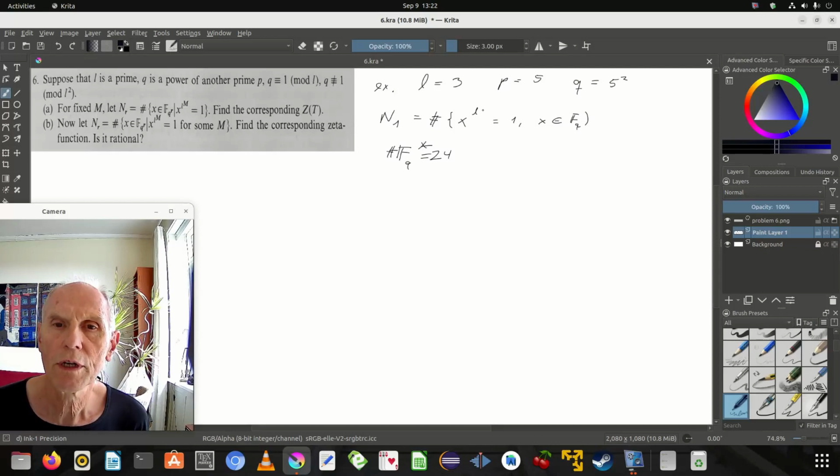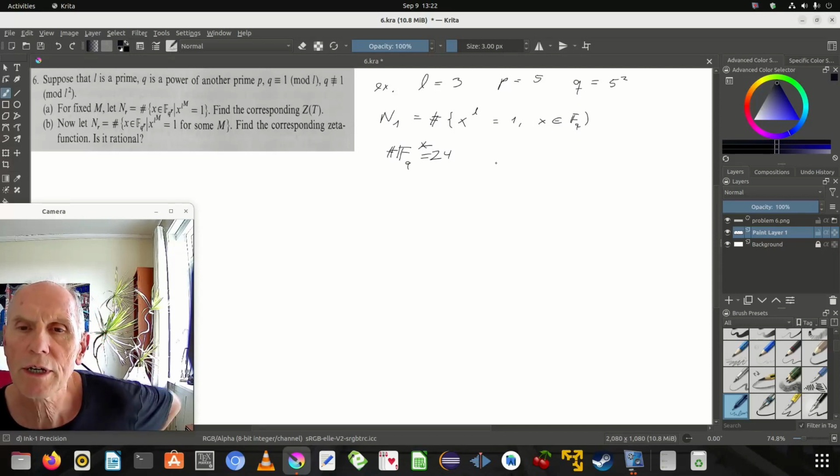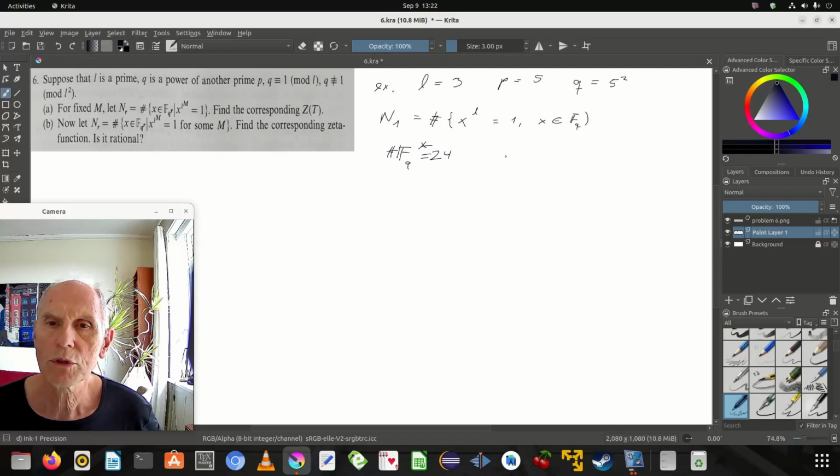And L was 3, so we have to look for cubic roots of unity, and there's unity itself, and then the 8th power and 16th power of a generator. So we have 3 of those. And 2, that's the number of solutions to the same equation.